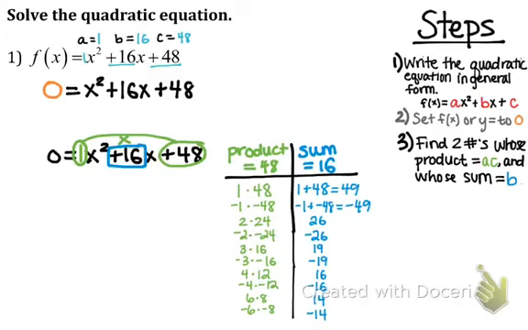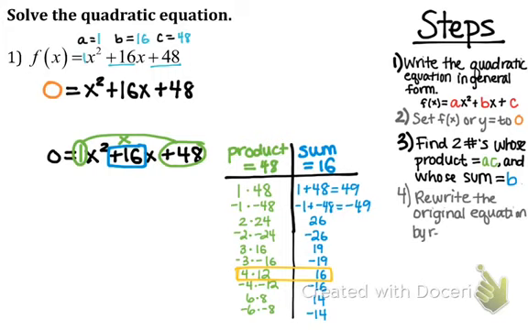So, do we have a pair of numbers who multiply to positive 48 and add to positive 16? We do, with 4 and 12. So, in our next step, we are going to use those two numbers to rewrite our original equation by replacing the original b with our two new factors.